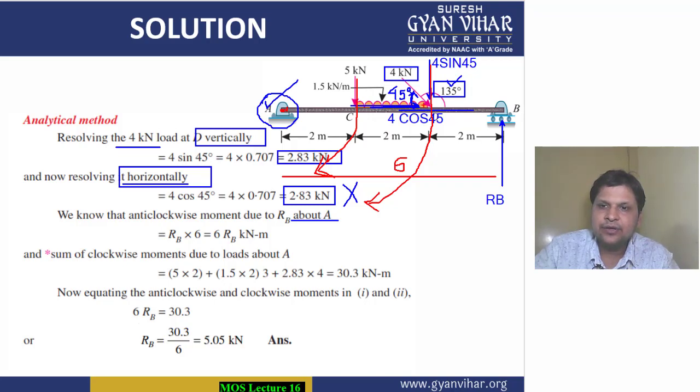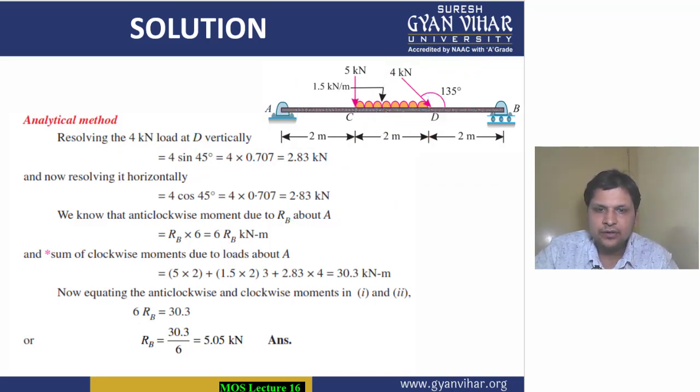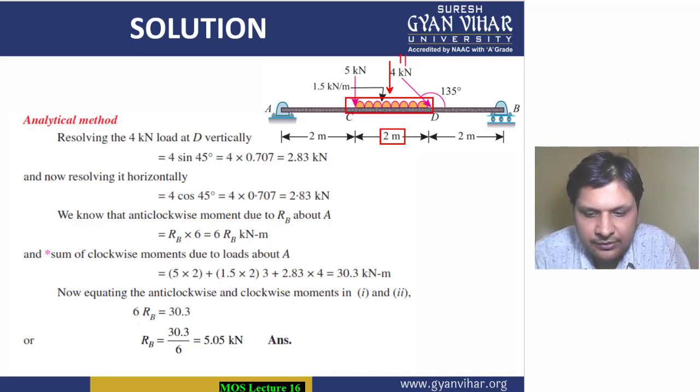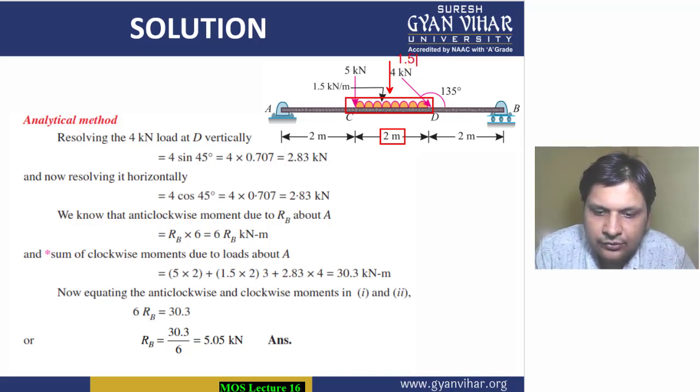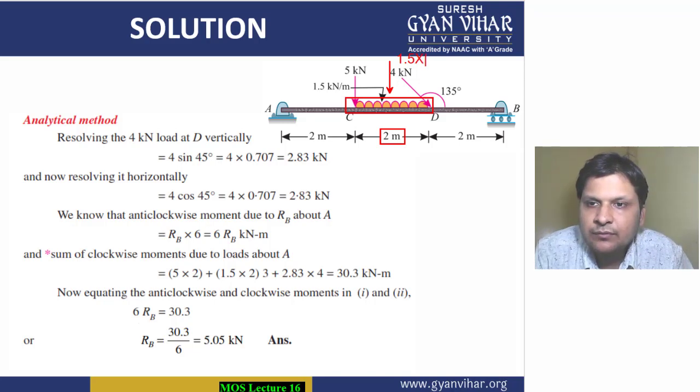Again, this UDL will be considered as a point load at its center. If the total length of this UDL is 2 meters, this UDL can be considered as a point load of value 1.5 kilonewton per meter, meaning 1.5 into the total length, which is 2 meters.